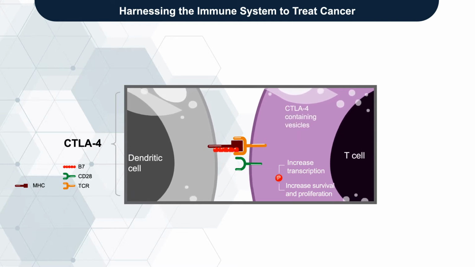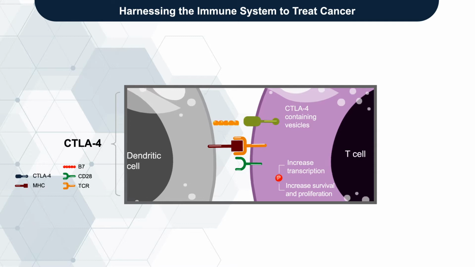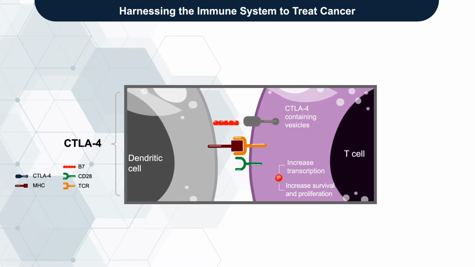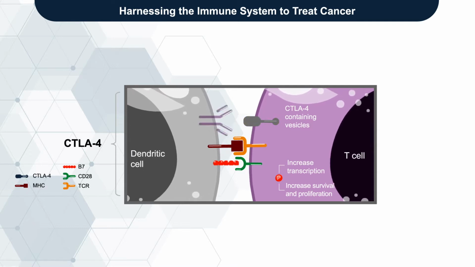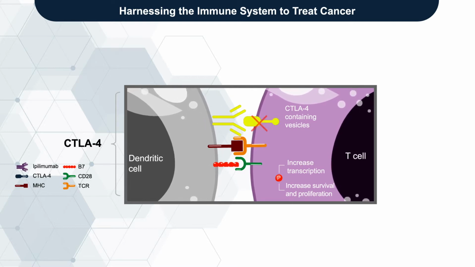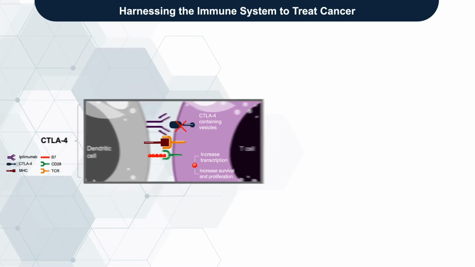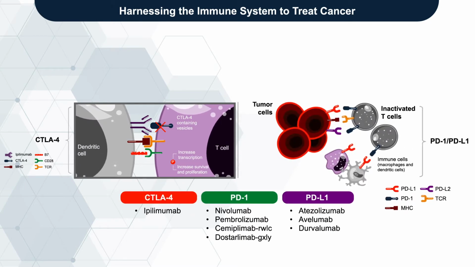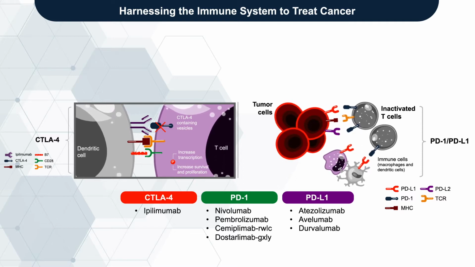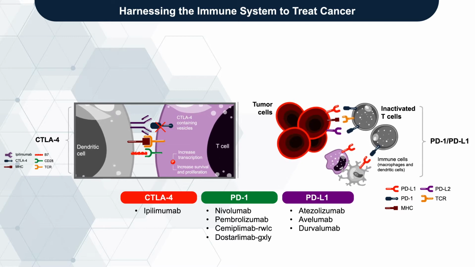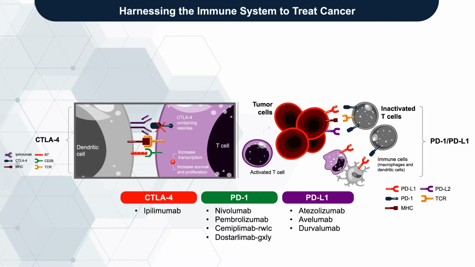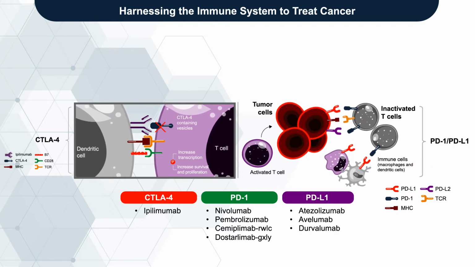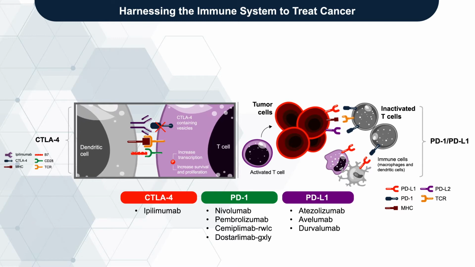CTLA-4 binds B7 with greater affinity than CD28 and transmits an inhibitory signal to T cells. Blocking CTLA-4 with Ipilimumab prevents the transmission of that inhibitory signal. Also illustrated here is the tumor microenvironment. Here, inactivated T cells expressing PD-1 engage with ligands PD-L1 and PD-L2. These interactions downregulate the activity of T cells. PD-1 and PD-L1 blocking antibodies prevent this downregulation, thereby allowing for activation and proliferation of T cells.